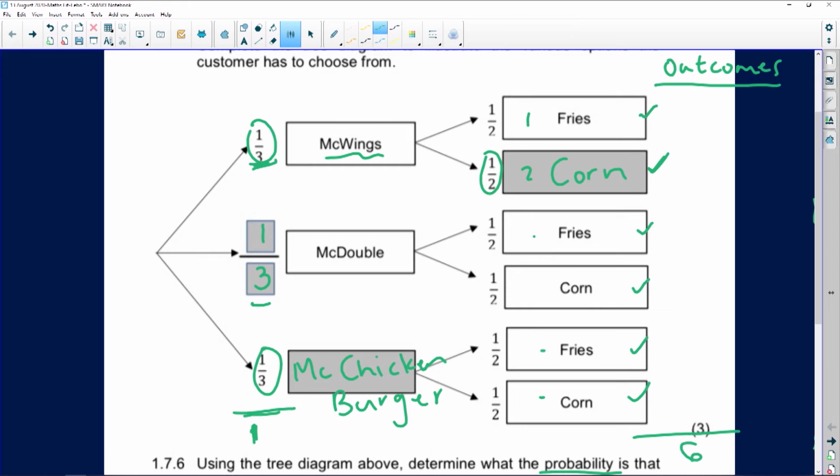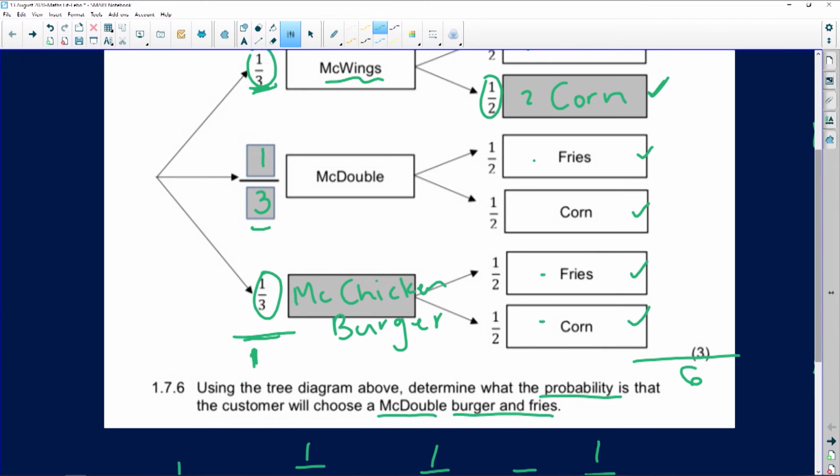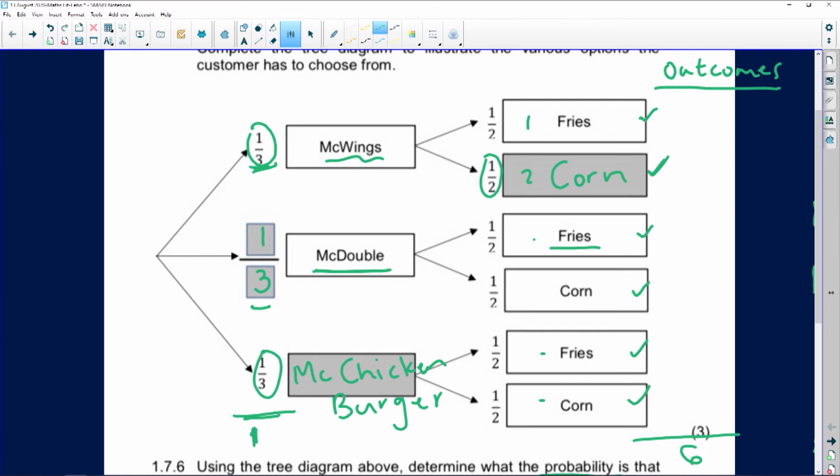So I am now asked what the probability is going to be that I would choose a McDouble burger. And that's a McDouble burger that we're looking at over there with fries. Let's go see. So there's the McDouble burger. It's a combination of 2 things. And then there are the fries over there. And if we were to combine these 2 things, I'm going to do something we haven't been asked over here. And I'm just going to write the outcomes, because sometimes the outcomes are asked from us.